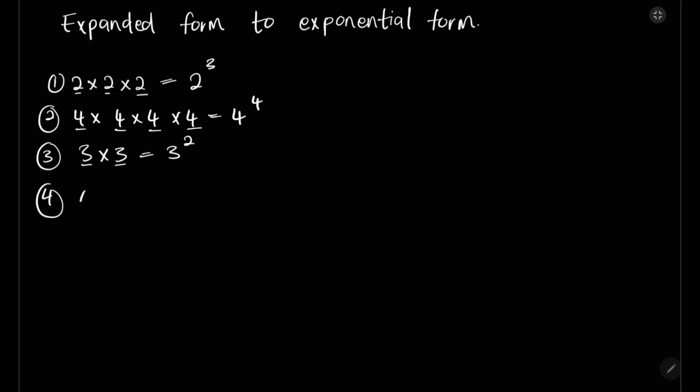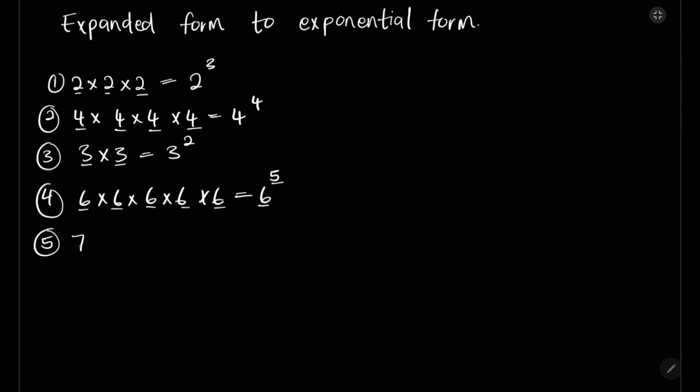Now, what if we had 6 times 6 times 6 times 6 times 6? What's the first step? We write down that 6, the number that we have. For our exponent, we count how many numbers we have. You have 1, 2, 3, 4, 5. So your exponent is 5. Your answer is therefore 6 to the power 5.